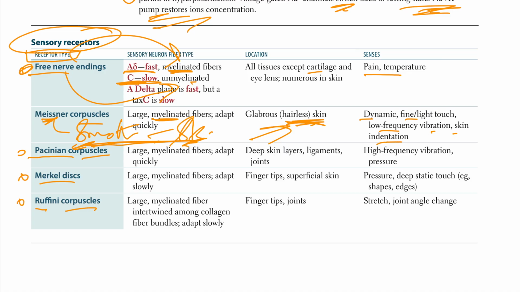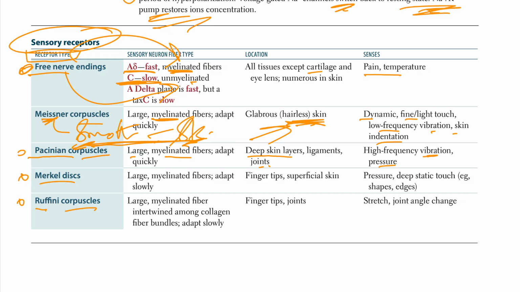Then you have the Pacinian corpuscles. Pacinian corpuscles are large myelinated fibers. They adapt quickly. They are in the deep skin layers, ligaments and joints. Okay, they will sense vibration and pressure. Vibration and pressure.